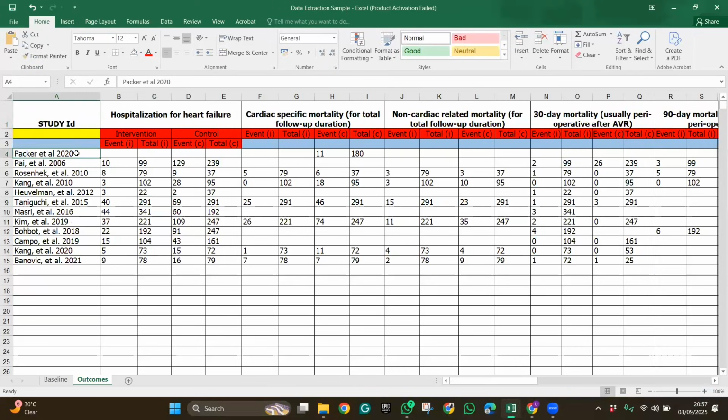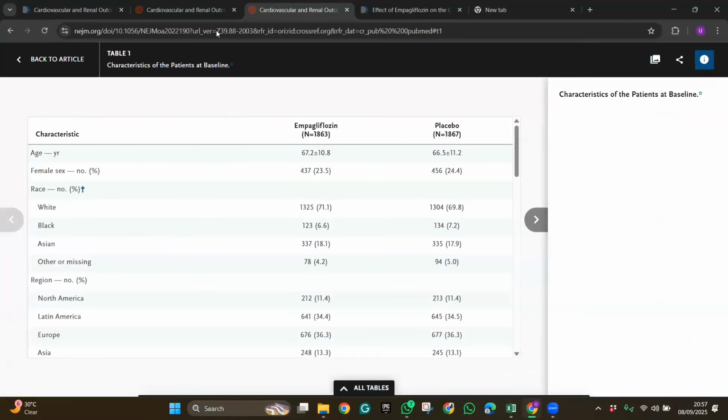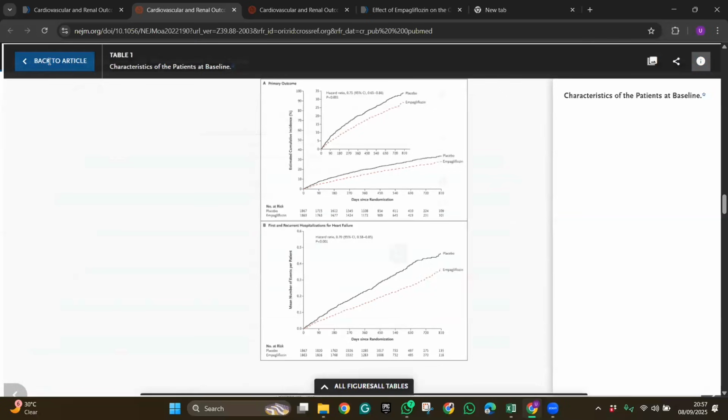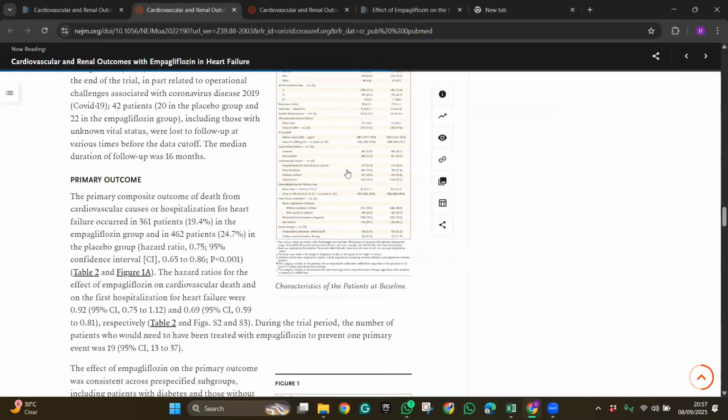What you're going to do is that the first step is that you have to identify the study. You've identified the study, that is, you have written the name of the study. The next step is that you have to write all the outcomes present in that particular study. Like I'm going to open the study Packer et al. This is the study Packer. This is the baseline table. I close it. I'm going to go to the outcomes table.